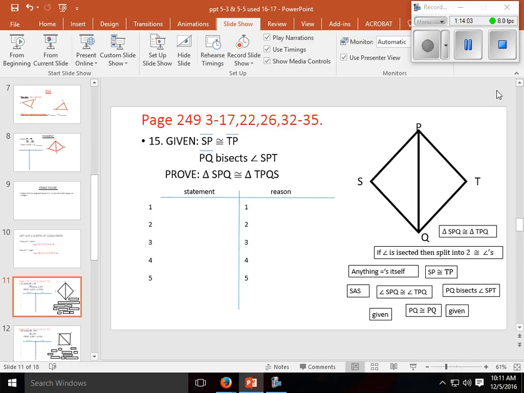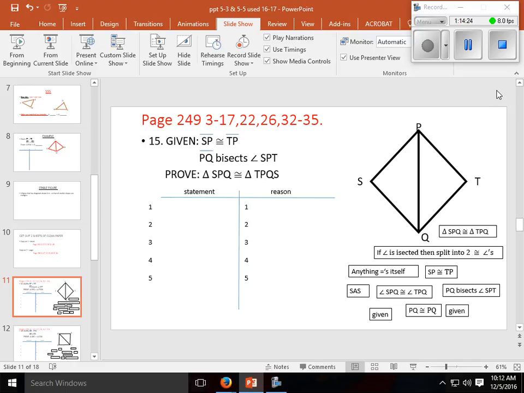We're out of given information. So we got to come up with something on our own. Anybody see anything? Segment PQ equals segment PQ. How do you know segment PQ equals segment PQ? Anything equals itself. Reflexive property again. Anything equals itself. Hey, that's one of the reasons down there. Once we know that, now do we have enough?